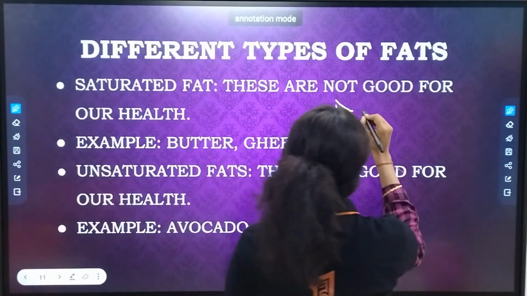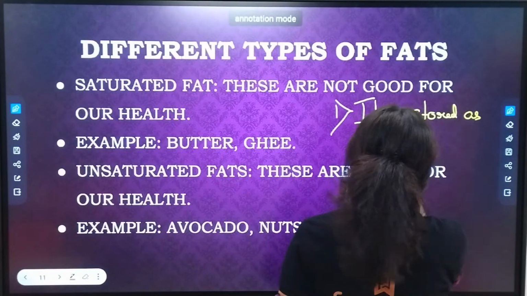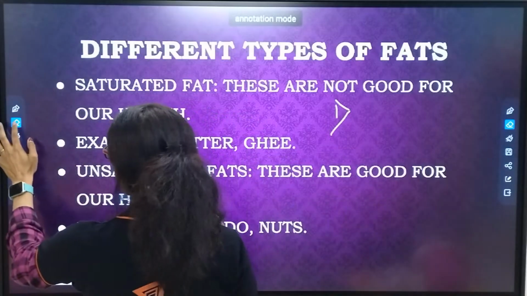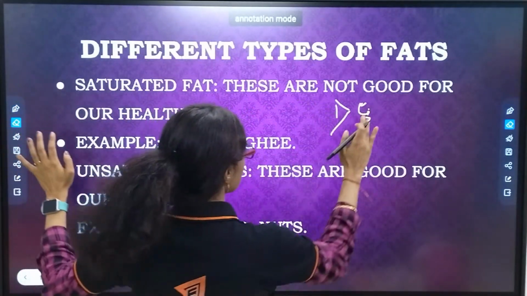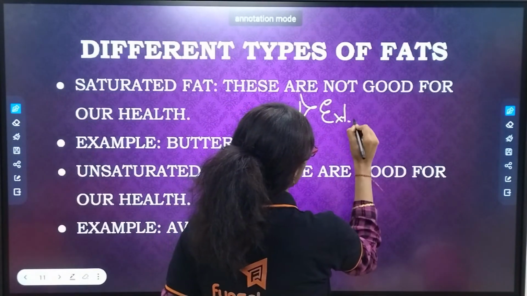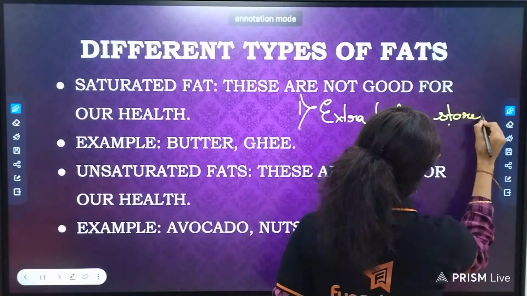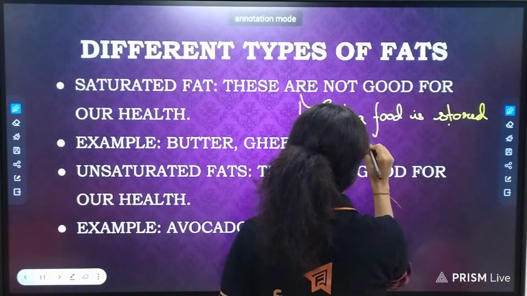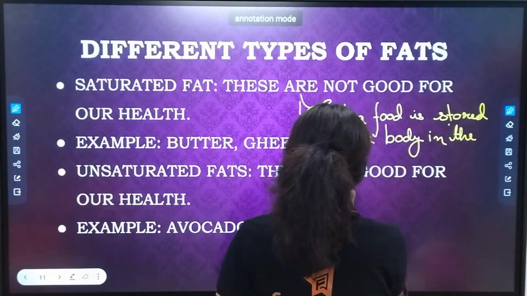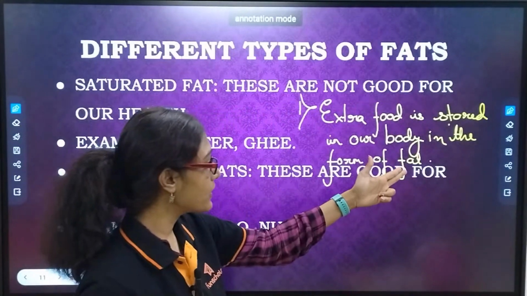First benefit is extra food is stored in our body in the form of fat. Okay, and why do you need to store extra food?